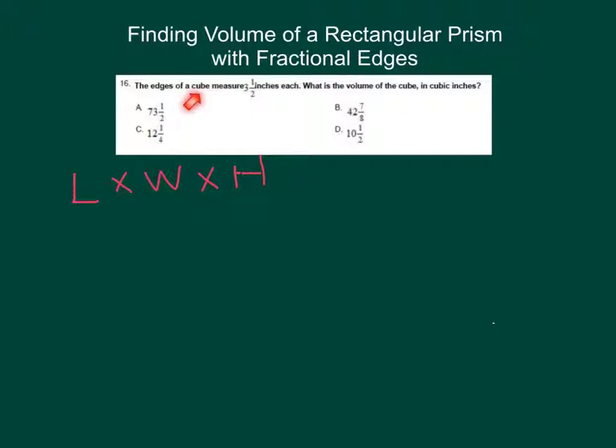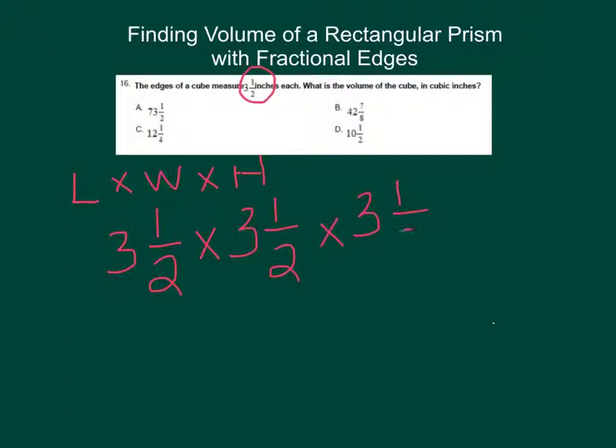Now, when we're dealing with cubes, we know that all of the sides are going to be equal. So the reason it only gave you the one fraction here, or mixed number, is because every single side is 3.5 inches long, wide, and high. So I need to take my 3.5, and that's going to be the length, and 3.5 will be the width, and 3.5 will be the height.